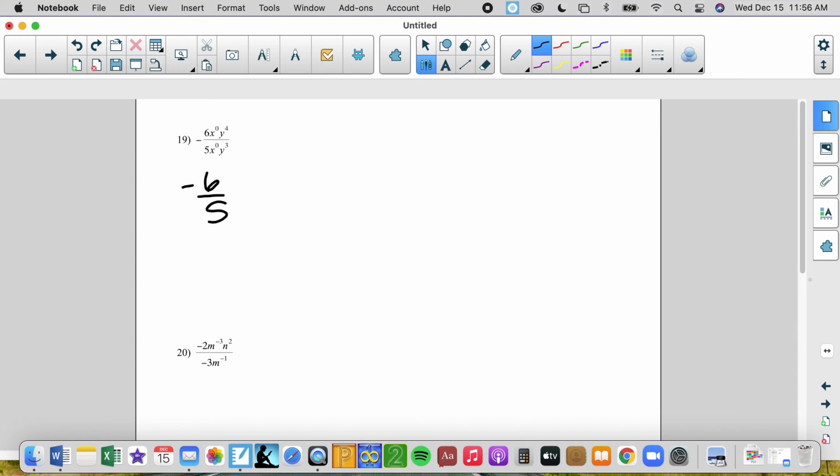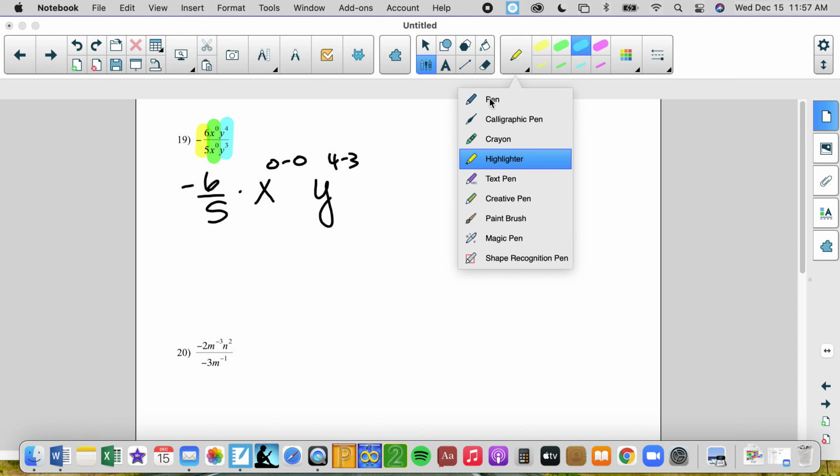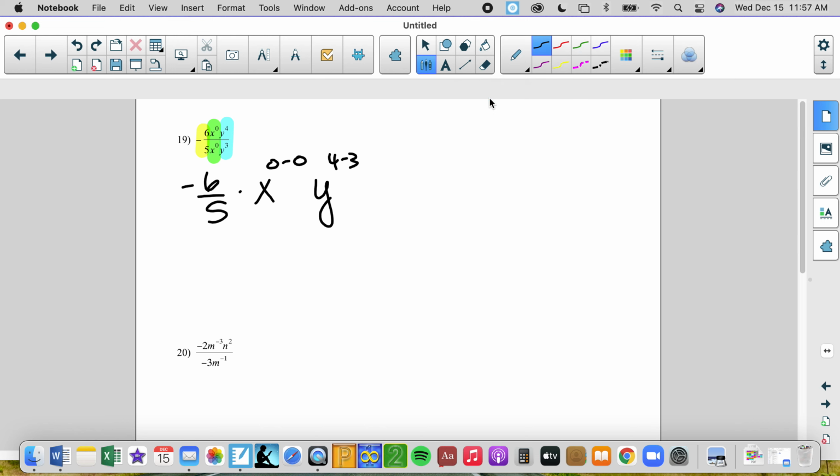Negative 6/5, x to the 0 minus 0, y to the 4 minus 3. We have constants, coefficients. We have our x's, like bases, and our y's, like bases. And since we're dividing, we're going to subtract. So we have negative 6/5, x to the 0 minus 0 is 0, y to the 4 minus 3 is 1. I put a 1 there for the time being.